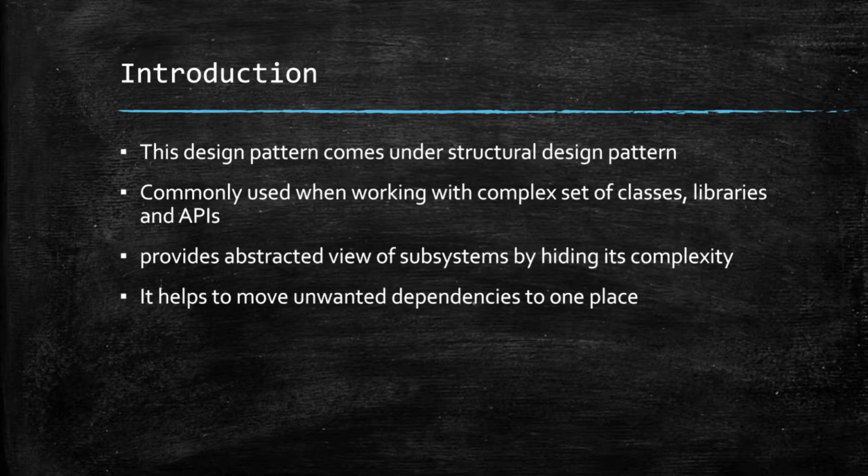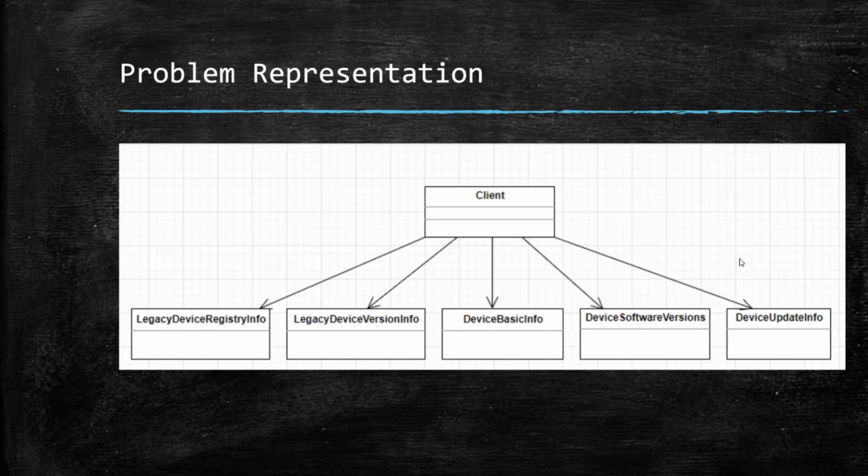You can use the facade pattern when you need to provide simple interfaces as an entry point to access complex systems. Now let's look at the examples which we are going to take. First we will see the presentation of the problem, and then we will go to the actual implementation. Okay, so this is the problem representation for today's demo.